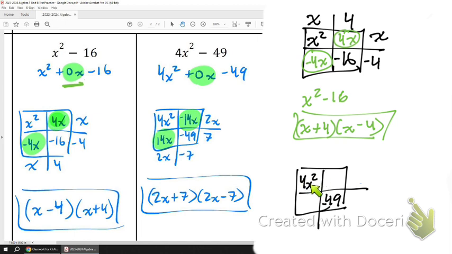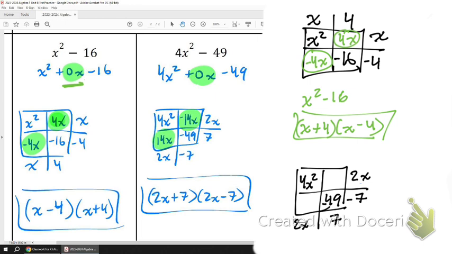What 2 numbers that are the same can I multiply to get that? That would be 2x times 2x. 2x times 2x gives me 4x squared. Now the 49 is also a perfect square, so I'm going to put a 7 and a 7 here, but one of them has to be negative so that we get a negative 49. I'm going to make that one negative.